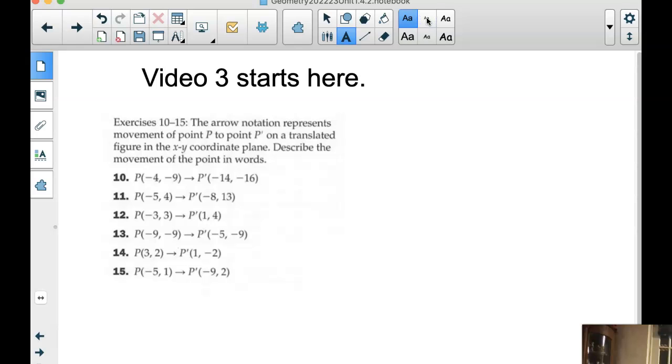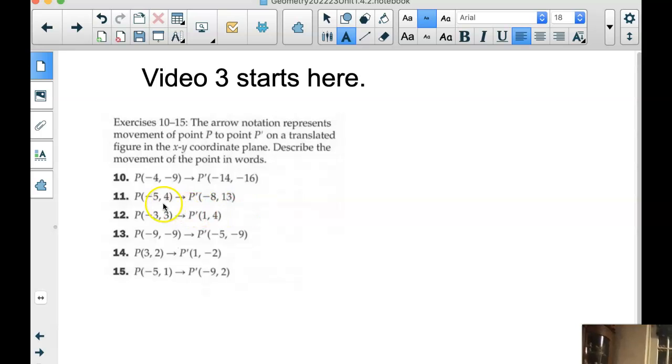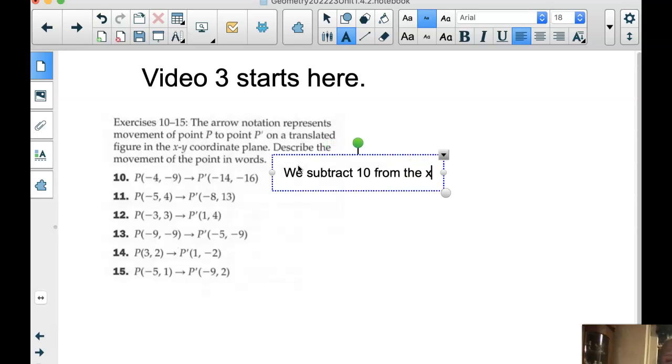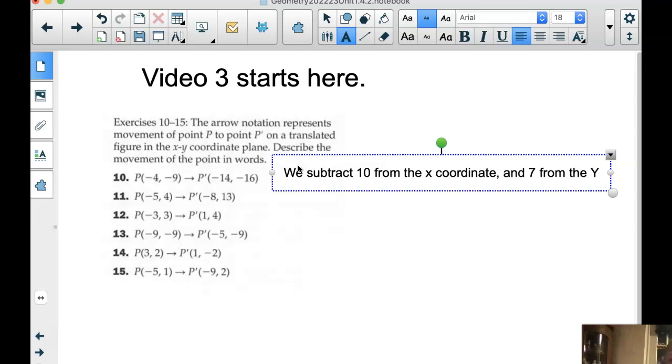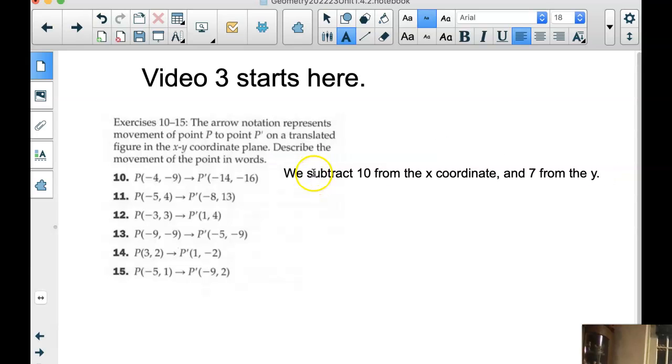Let's pick a smaller font. There we go. Okay, so for number 10, how do we get from -4 to -14? Okay, so we subtract 10 from the x coordinate. And then how do we get from -9 to -16? And 7 from the y. Okay, that's enough. That's how we got there.